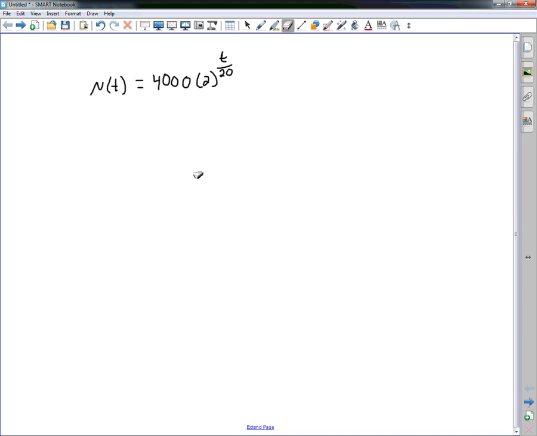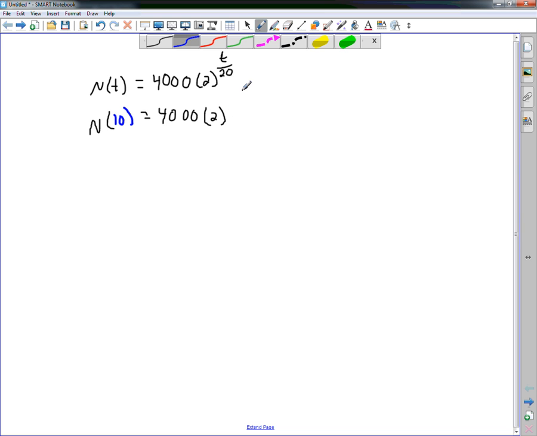So our first one that we're going to work is when our t value is 10. So that equals 4,000 times 2 to the power of 10 divided by 20. So this notation, n of 10, is telling me that I plugged in 10 for t into my formula, and this is going to tell me the number of bacteria after 10 minutes. So that's what that notation is telling me.